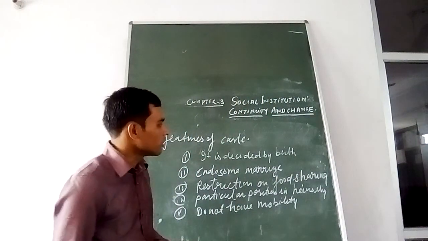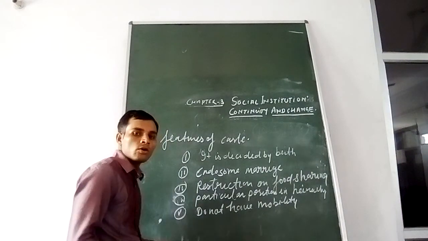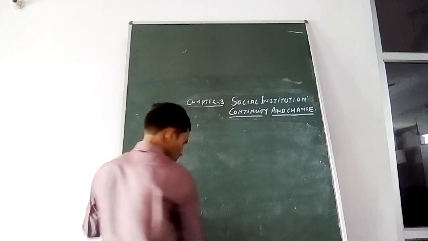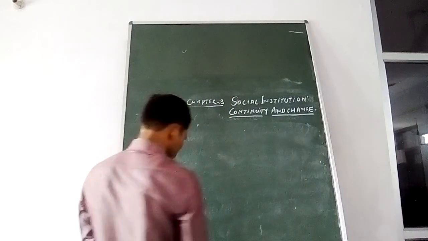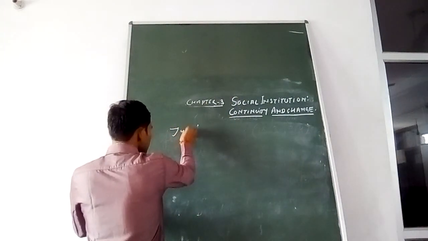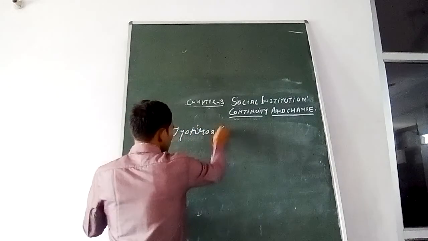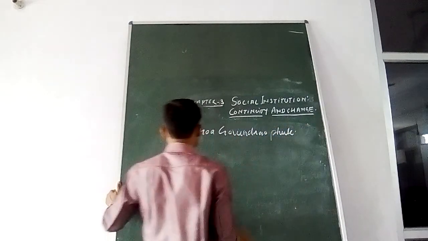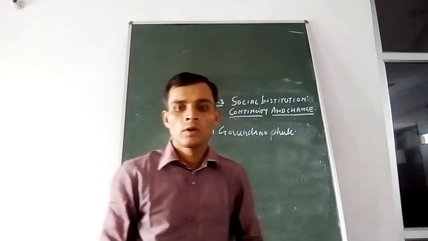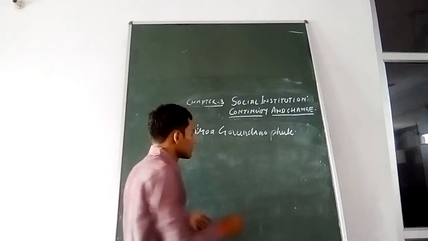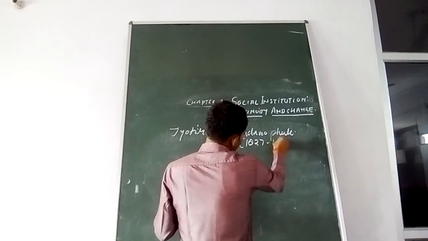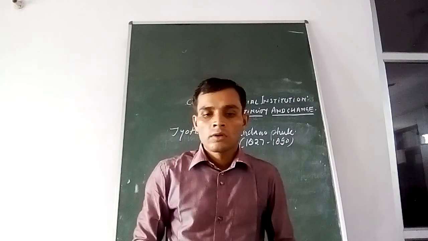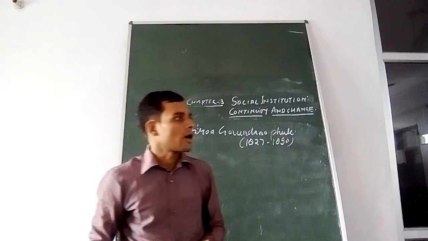Here, another sociologist and social reformer, Jyotiba Rao Govind Rao Phule. He was also a social reformer. He was born in 1827, 1827 to 1890. He was born in a place. He denounced the caste system.